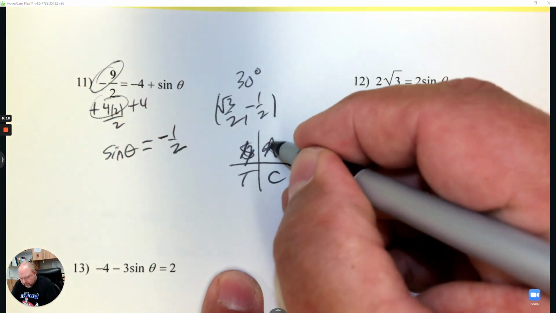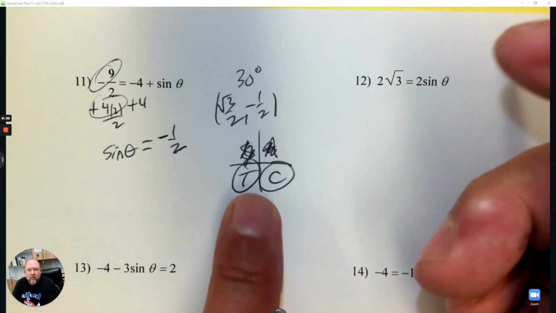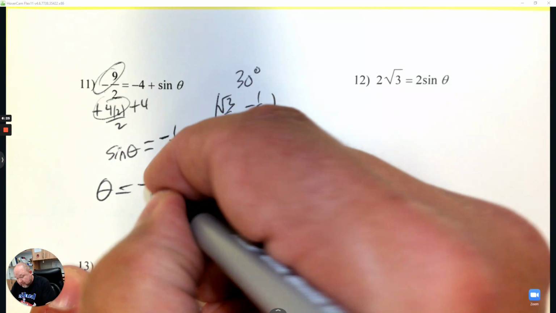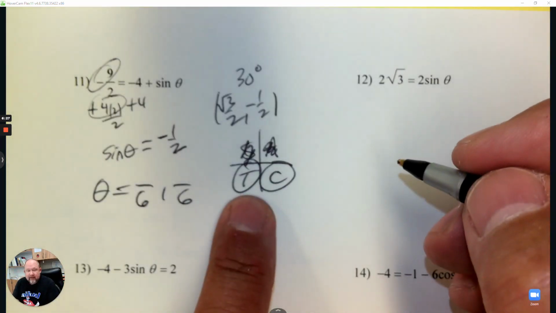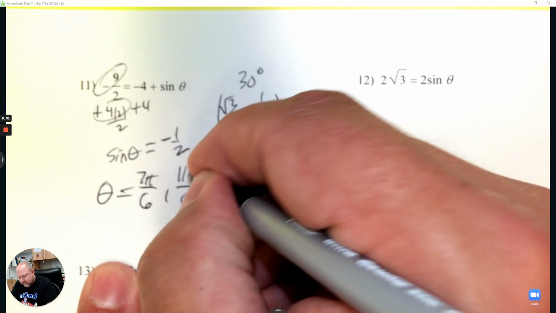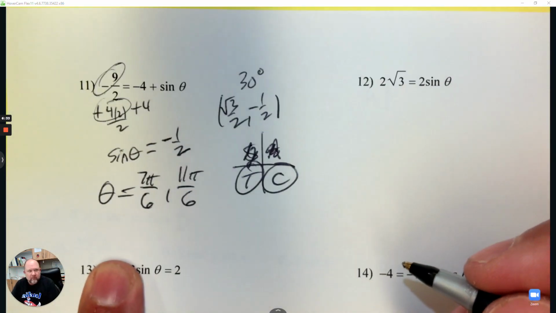So what are the two quadrants where sine is negative? And then we write our answer down. So for a 30-degree reference angle, it's over 6. And so in quadrant number 3, it is 7 pi over 6 and then 11 pi over 6. Knowing your unit circle.